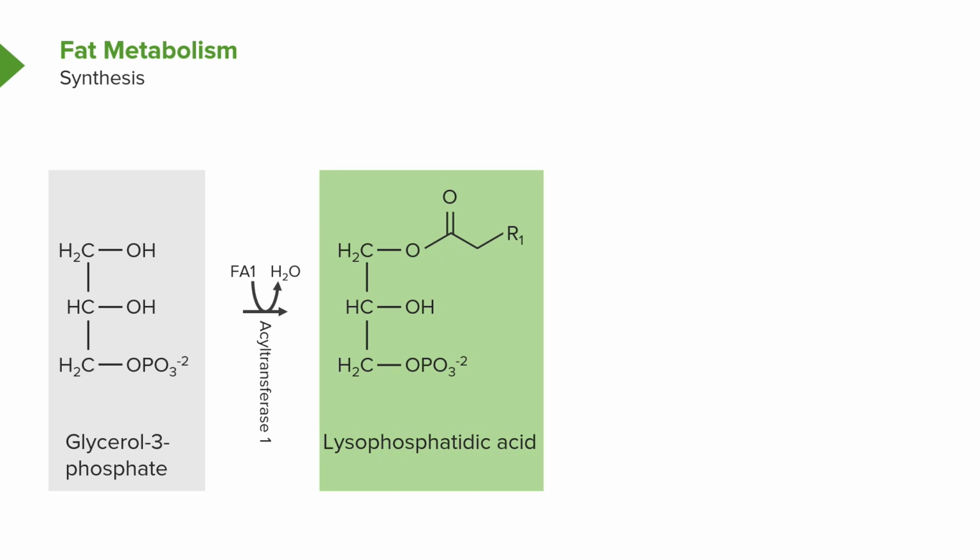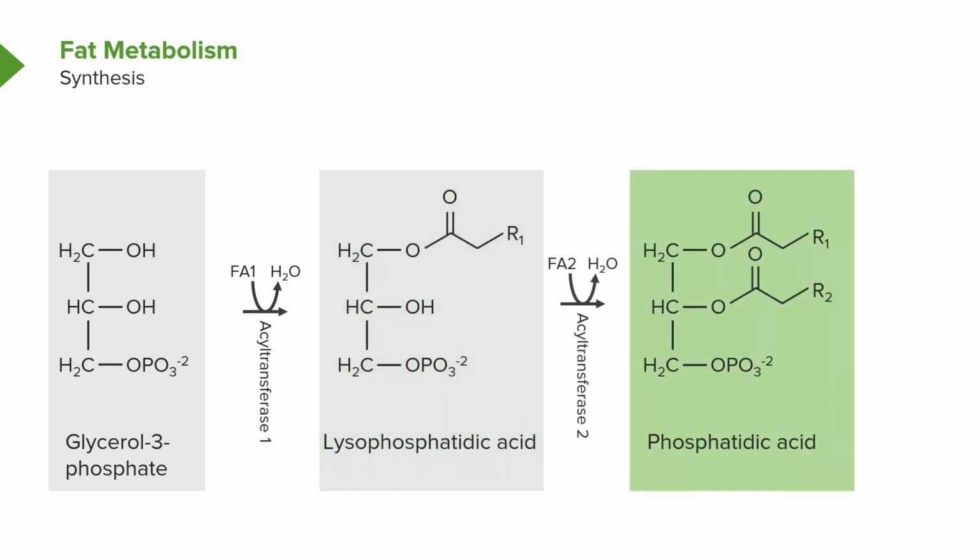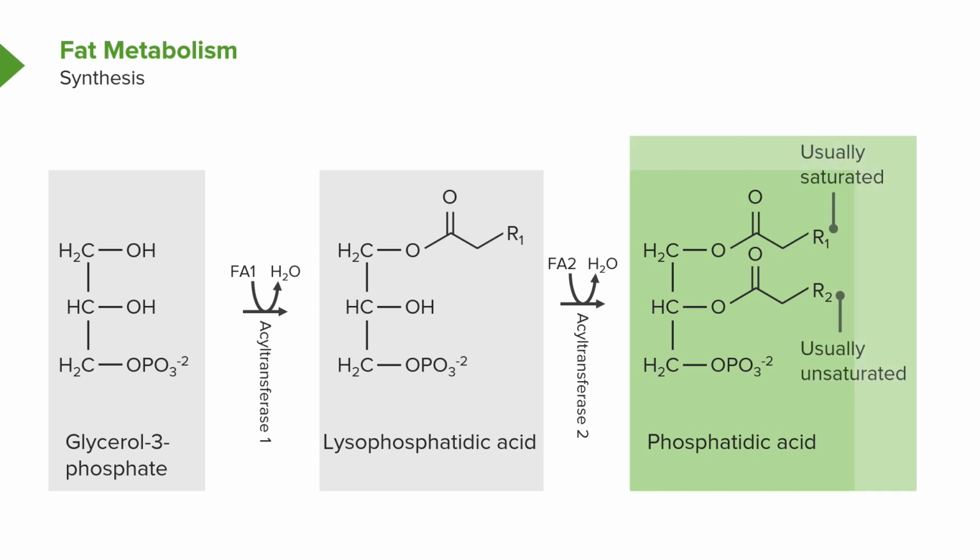And that simply is a glycerol 3-phosphate that had a fatty acid attached to position 1 by an enzyme called acyltransferase 1. A similar reaction adds the second fatty acid, as you can see here, by an enzyme called acyltransferase 2. At this point, we have a molecule called phosphatidic acid, and as we will see, phosphatidic acid is a branch point in the synthesis of other lipids.